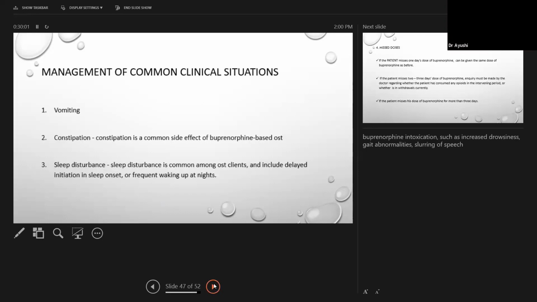Then management of common clinical situations. Sometimes while taking buprenorphine, the patient reports vomiting. In this case, we can give them antiemetics. Constipation is a common side effect of buprenorphine. Then sleep disturbance. Sleep disturbance is common among OST patients and includes delayed sleep onset or frequent waking up in the night.